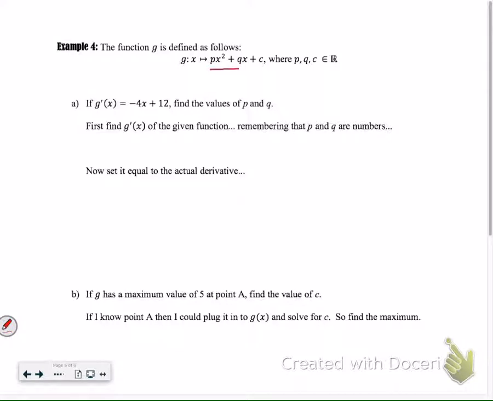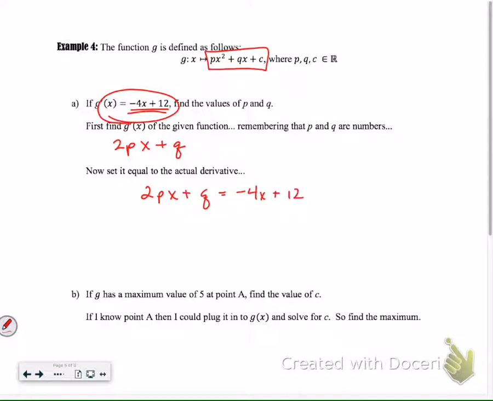Okay, so here's my equation, and here is the derivative of my equation. Okay, well, let's find the derivative of the equation in the box there, okay? P and Q are numbers, so if I bring that 2 down in front, that's going to be 2px, okay? Q is a number. If I take the derivative of qx, that's just going to be q. C is a number. When I take the derivative of a number, it becomes 0. So that's my derivative. Now, set that equal to what they told you the derivative was. So 2px plus q is equal to negative 4x plus 12.